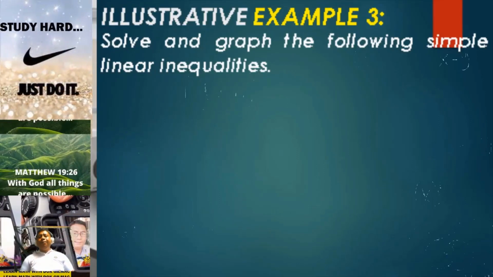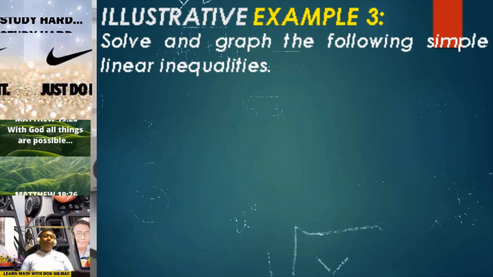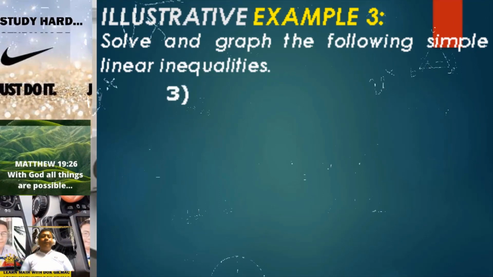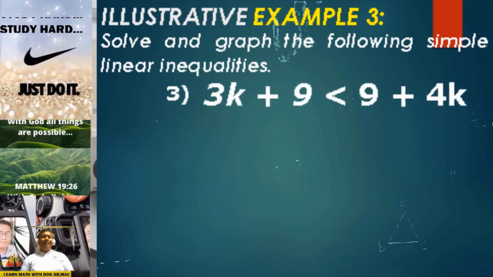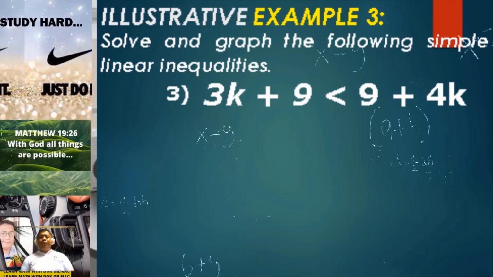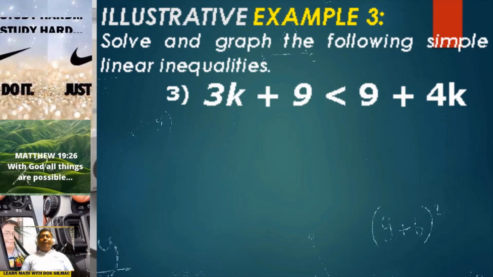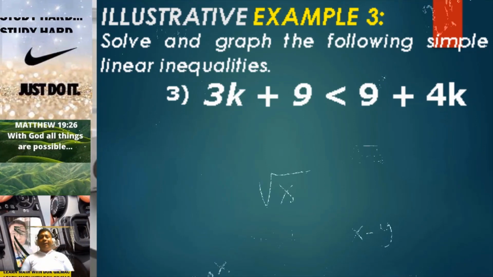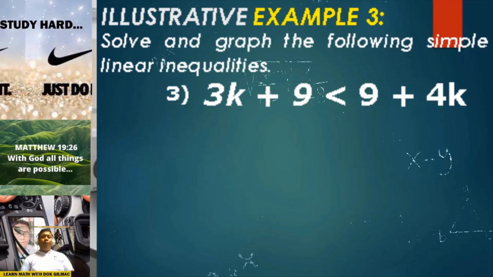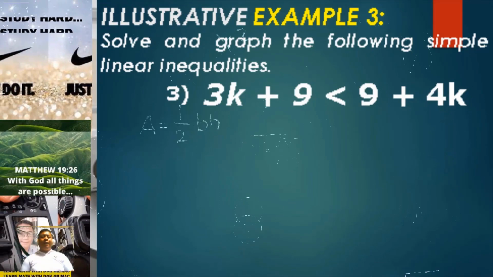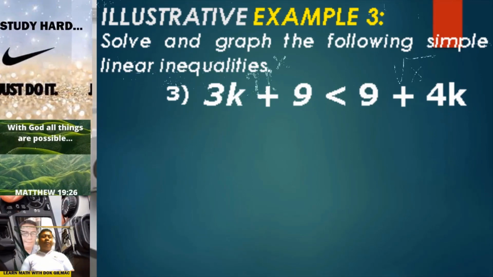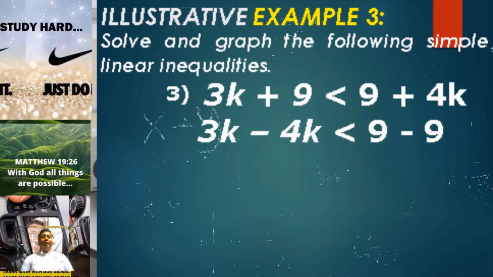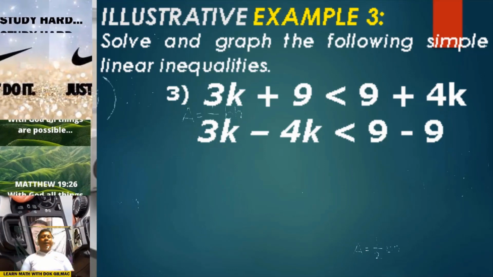Consider illustrative example number 3. Solve and graph the following simple linear inequalities. Number 3. 3k plus 9 is less than 9 plus 4k. In this given inequality, we can simply apply subtraction property of inequality. Subtract 9 to both sides of the inequality and 4k to both sides of the inequality. So we have 3k minus 4k is less than 9 minus 9.